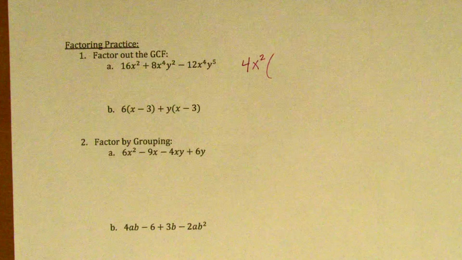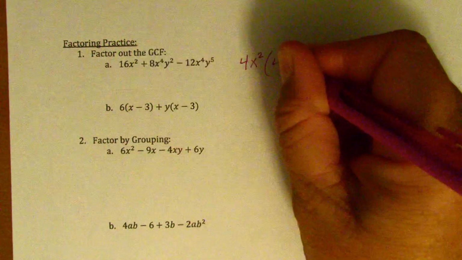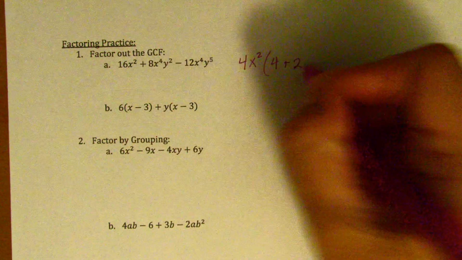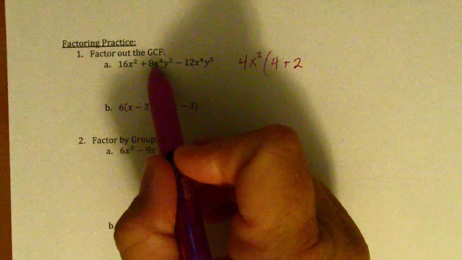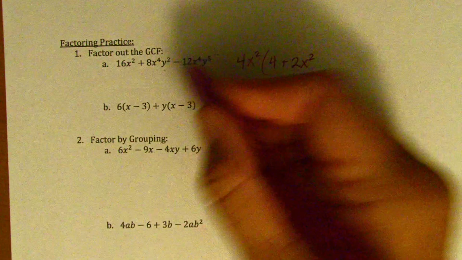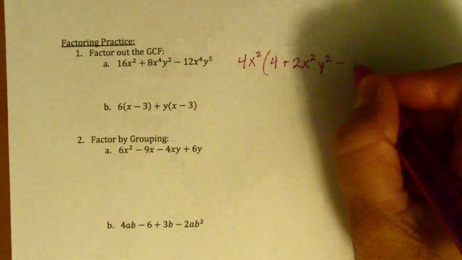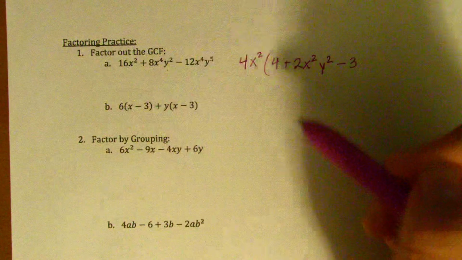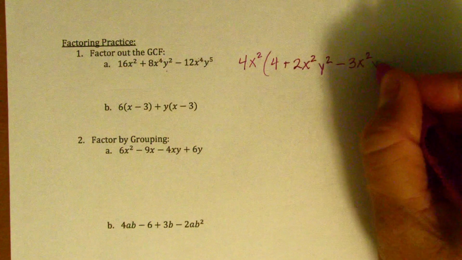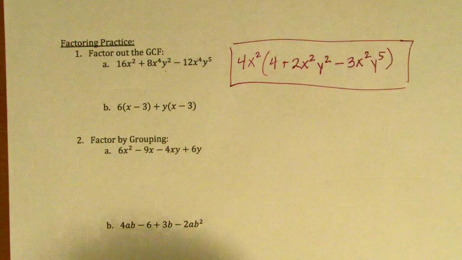So pulling out 4x squared, what's left from this first term is just 4. From here, 4 times 2 would give me 8. I pulled out 2 of these x's, but I still have 2 more x's there, and then the y squared. And then minus, and 4 times 3 would give me 12. I pulled out 2 of these x's, so I still have 2 left, and then y to the 5th power. And that is just pulling out the greatest common factor.